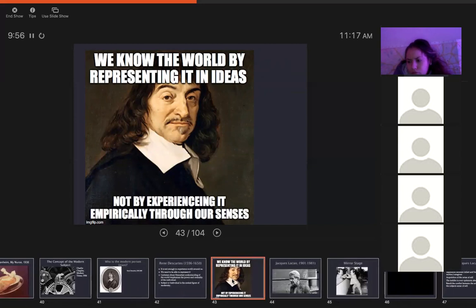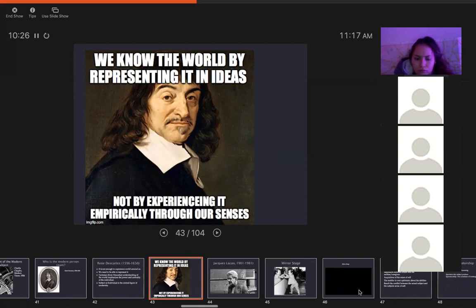Descartes says we know the world by representing it in ideas, not by experiencing it empirically through our senses. So essentially, he takes away from our experiential understanding and thinks more about ideas. That's his main contribution for us, because he's paying attention to that idea of representation.